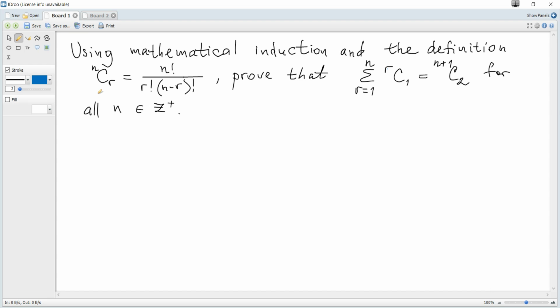Using mathematical induction and the definition of the number of combinations r out of n, prove that the sum for r from 1 to n of the number of combinations 1 out of r is equal to the number of combinations 2 out of n plus 1 for all n that is a positive integer. First of all, what does this sigma notation mean?